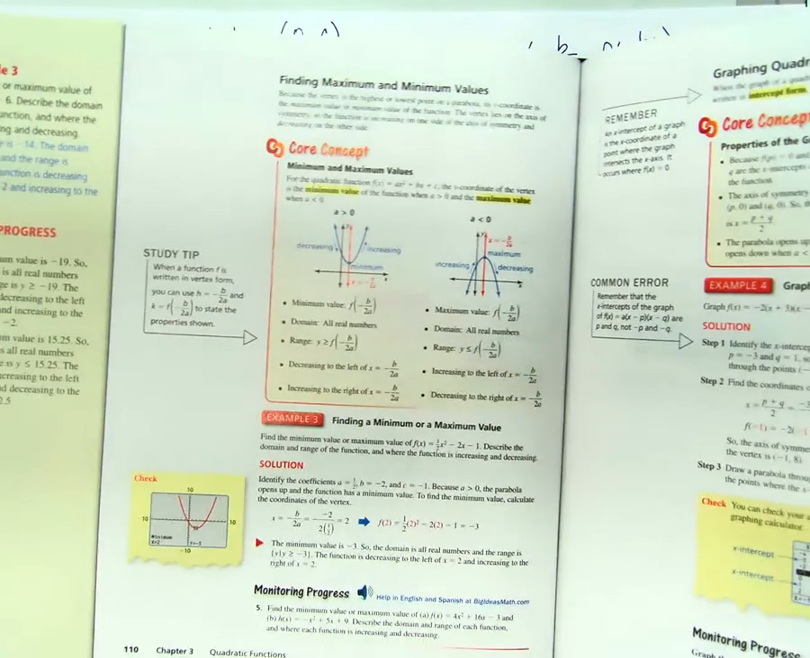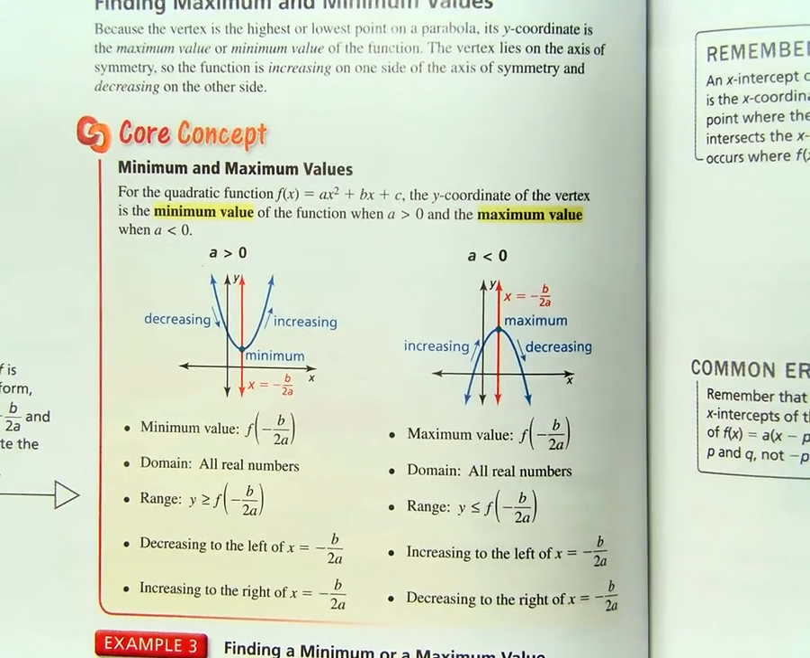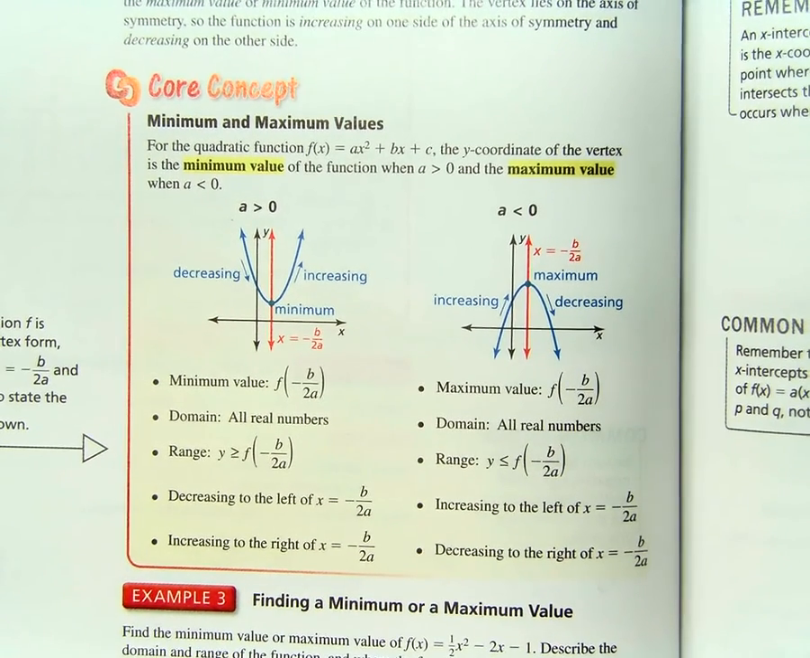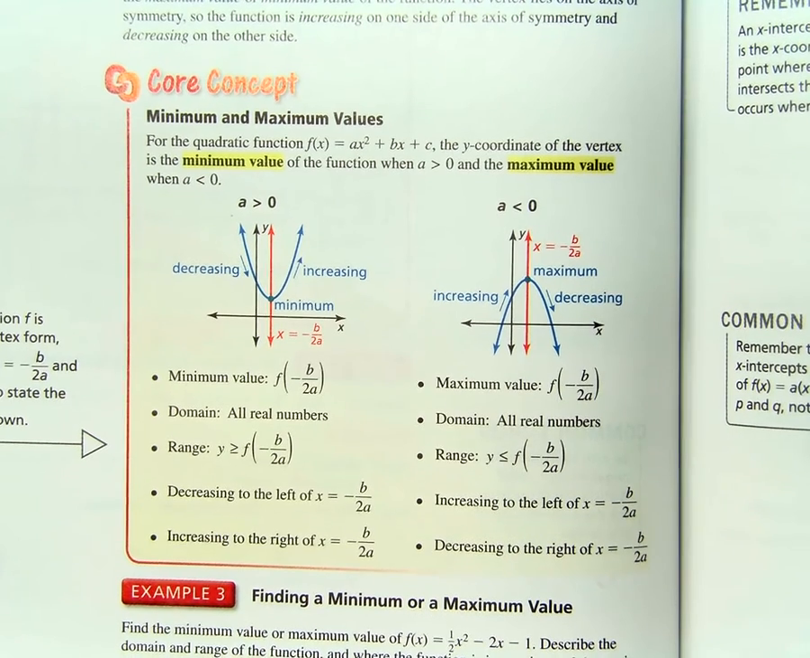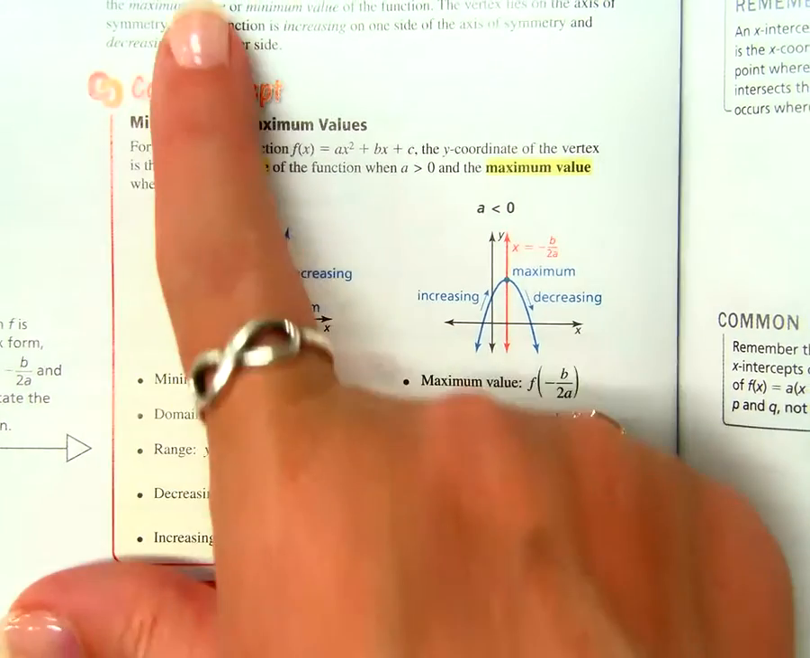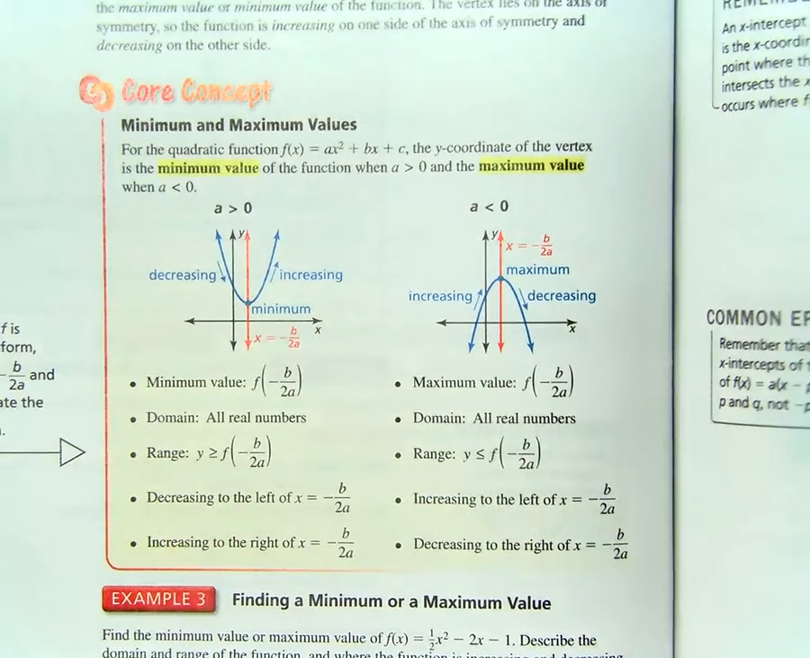And we are on page 110 in your book. So if you would please turn to page 110 real quick, we're going to go over this core concept box. Okay? Turn in your books to page 110. Take your book out. Open your book to page 110. Which page? 110. Okay? First of all, it talks about minimums and maximums.